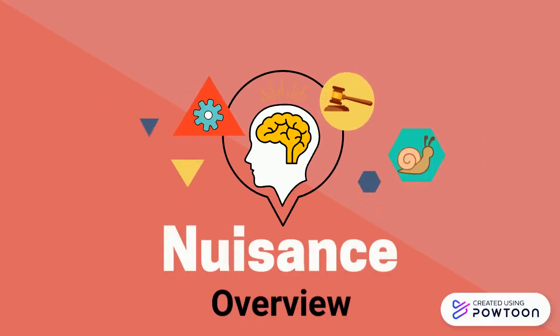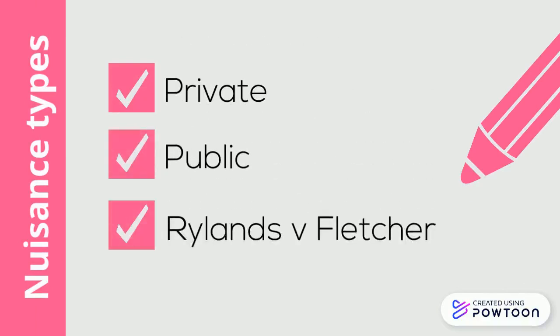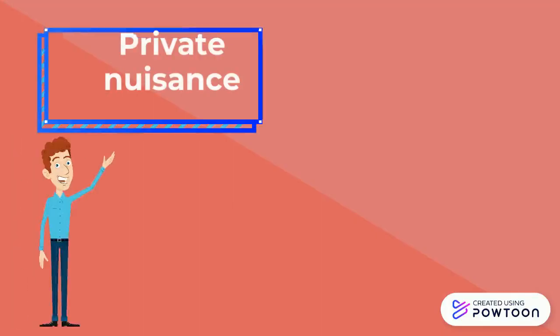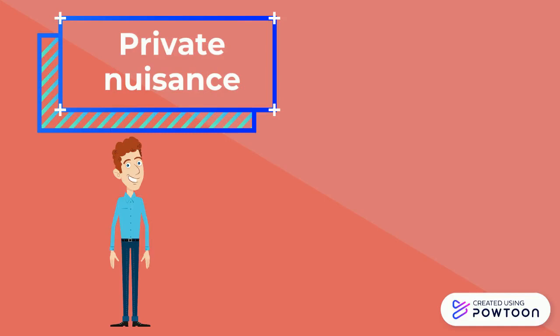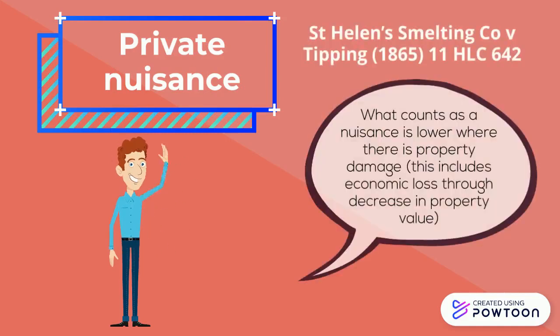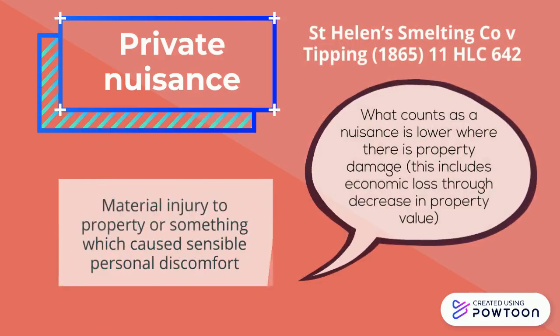Nuisance falls into three main categories: private, public, and Rylands. Private nuisance affects only a particular person or group of people. What constituted a nuisance was developed in St Helens Smelting Company. A nuisance was material injury to property or something which caused sensible personal discomfort.